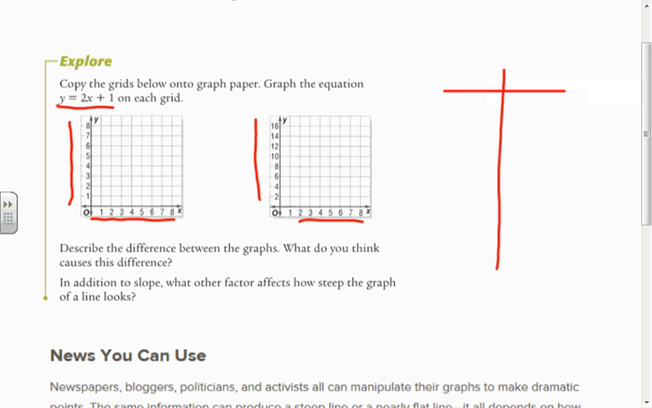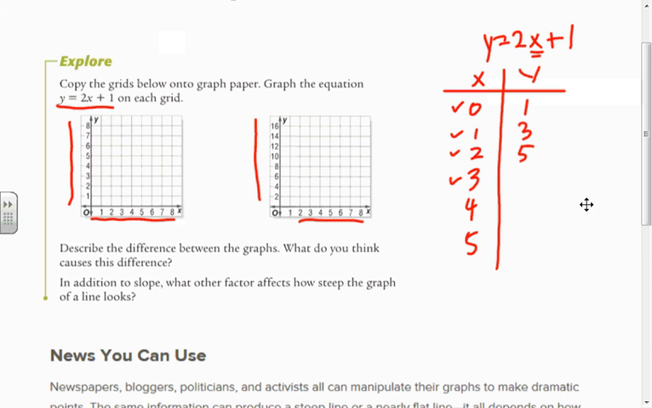So I'm just going to graph these points, x, y, using this equation, y equals 2x plus 1. So I'm going to multiply x by 2 and then add 1. 2 times 0 plus 1 is 1. 2 times 1 plus 1 is 3. 2 times 2 plus 1 is 5. And so on. We can see the pattern is it's going up by 2 every time.